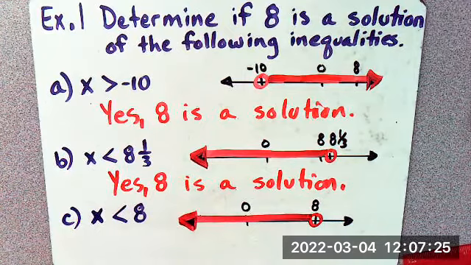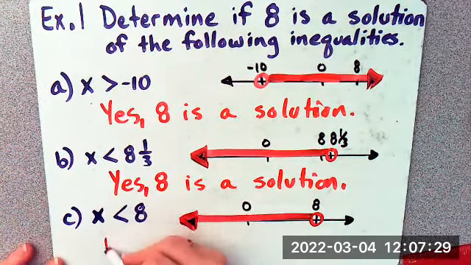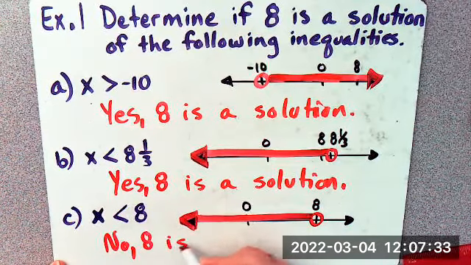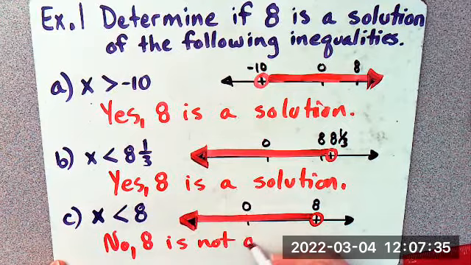And then it says, is 8 a solution? No, 8 is not a solution. It can't be 8.